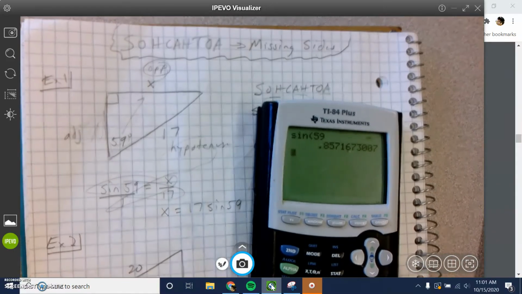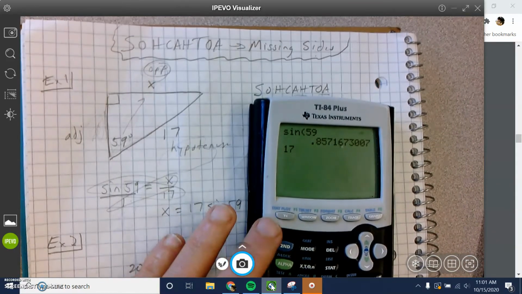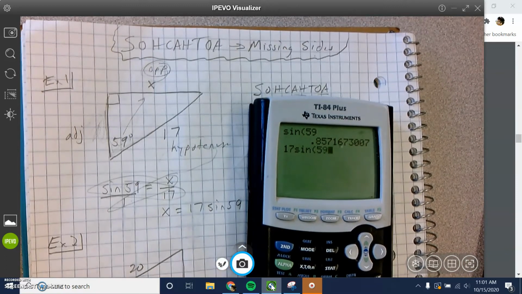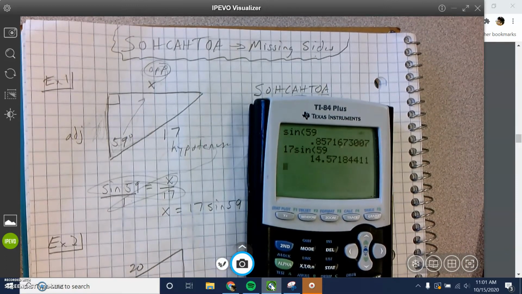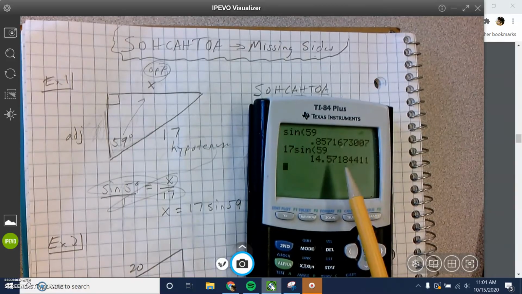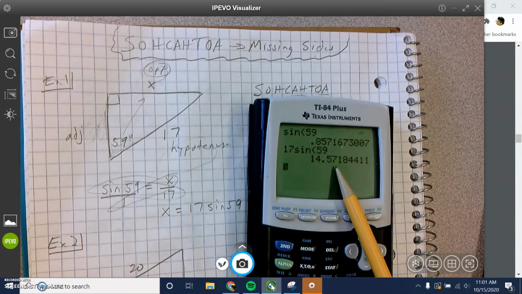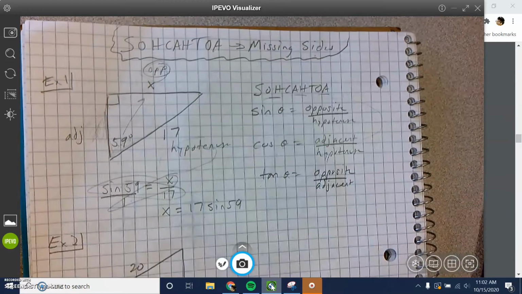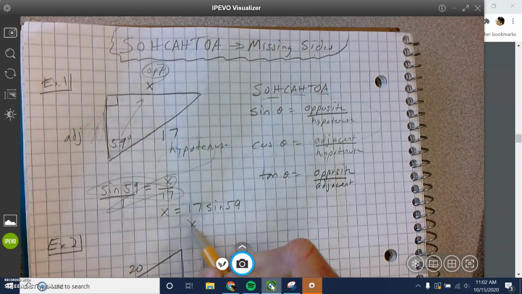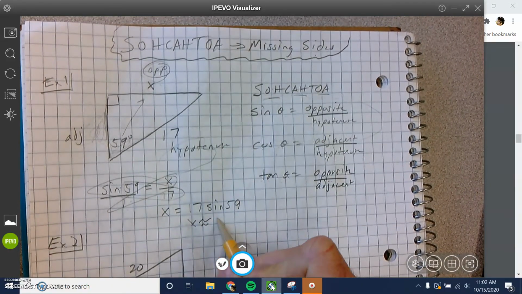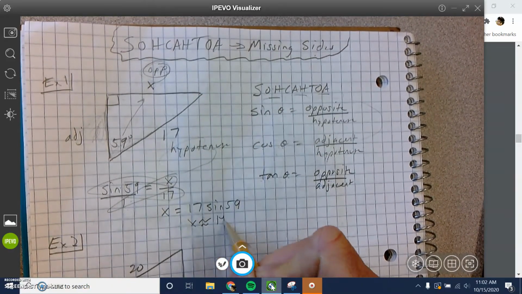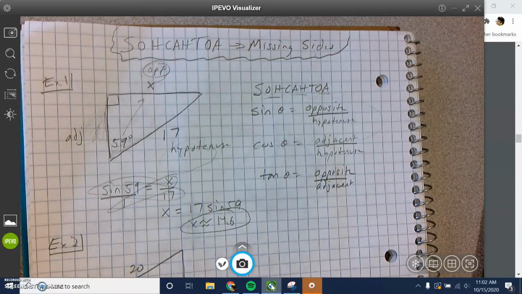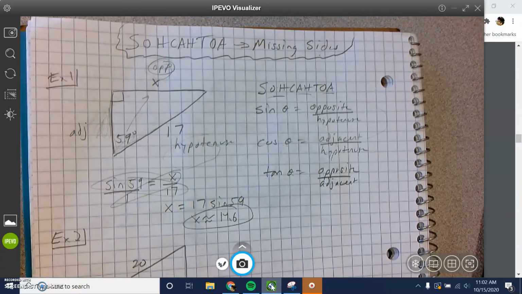So I take 17 and multiply by sine of 59, and I get about 14.6. So I'm rounding to the nearest tenth, so 14.6, because 7 in the hundredths place is more than 4. So x is about, because I'm estimating, I'm writing about 14.6. There you go. Okay, let's try another one.